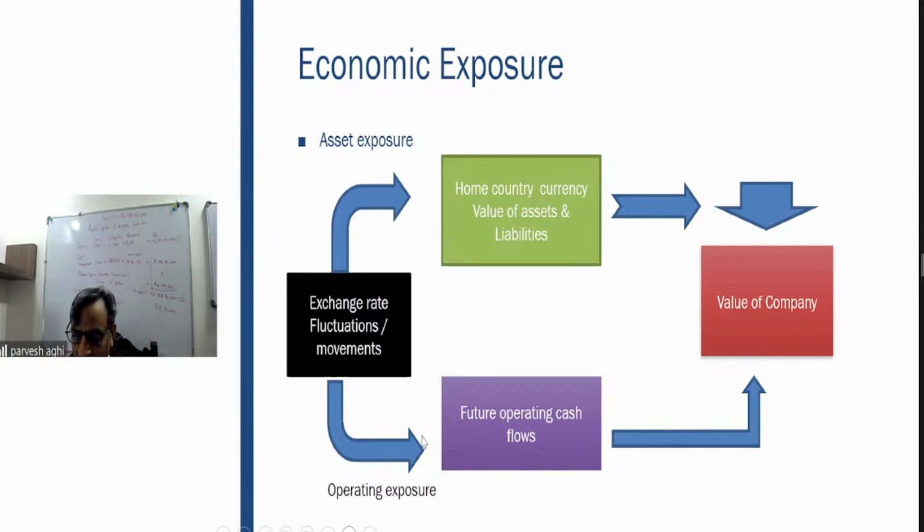For example, a company like Infosys, or all the IT companies: if the dollar appreciates, their operating cash flows improve. But if it happens the other way around, if the dollar depreciates, their future operating profits are going to fall. Now, again, at the same time, this can also hit the home country currency values of assets and liabilities. The assets and liabilities also fluctuate because of the exchange rate fluctuation. So both will have an impact, both the assets and liabilities as well as the future operating cash flows are going to affect the value of the company.